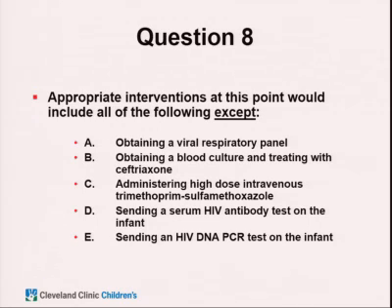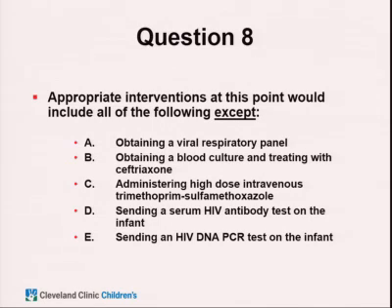Okay, very good. So you would not send a serum HIV antibody on a 6-month-old because it's very likely to be positive because mom is known to have HIV, so there's transplacental transfer of IgG from mom to baby. So that test is going to be positive. It doesn't tell you whether the baby is infected with HIV. But you're going to presume this baby is infected given that chest x-ray finding. So certainly obtaining a viral respiratory panel to try to identify a virus is a good idea. You want to get a blood culture and treat with antibiotics.